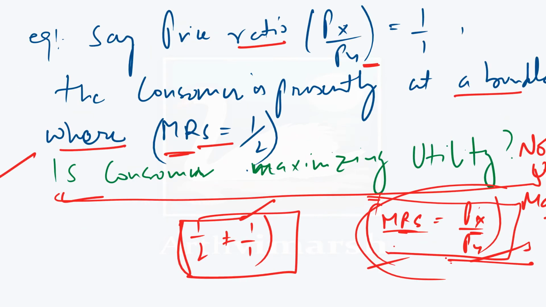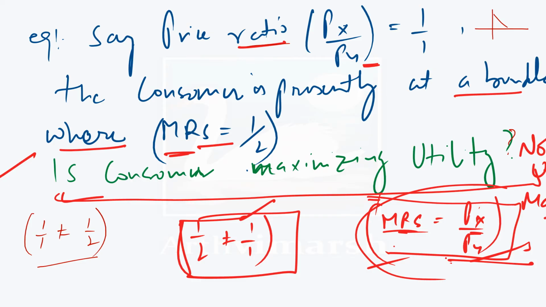So let's take up a small example. Say your price ratio is given as 1:1 for price of X and price of Y, and the consumer is presently at a bundle where his MRS is half. So obviously, if I question whether he is maximizing his utility or not, what would be the answer? It's as simple as checking that condition. So 1/1 is obviously not equal to 1/2, so it's not an optimal solution. You simply have to check for the condition.